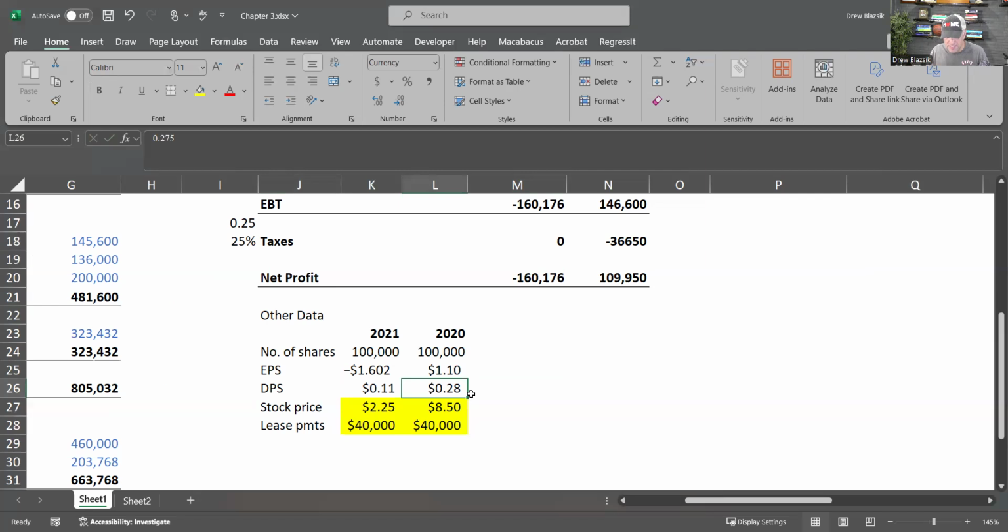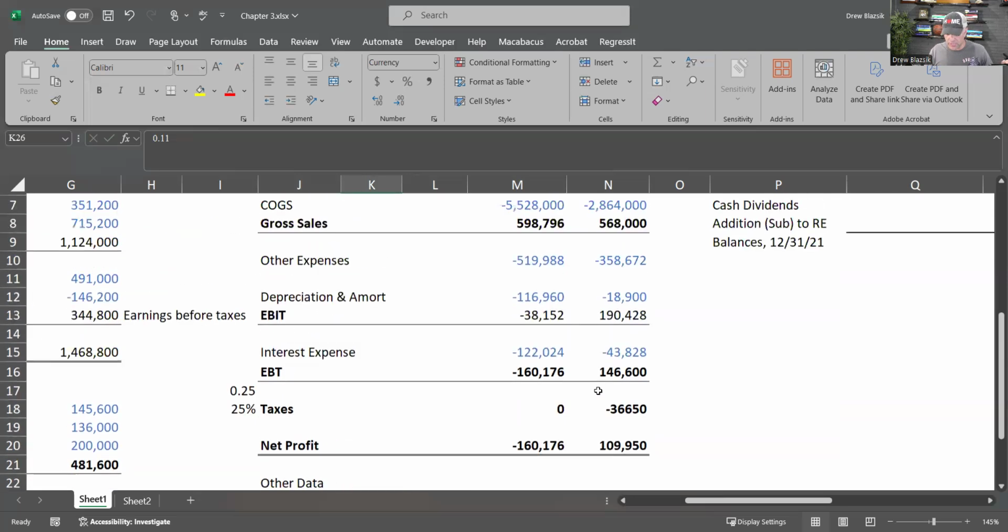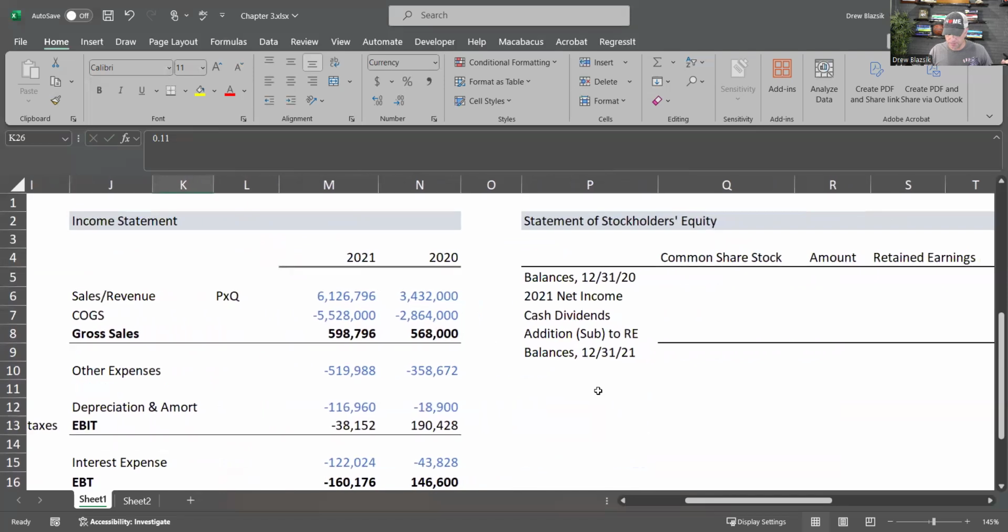2020 was 28 cents per share. So I want to find out total dividends paid. I'll multiply it times 100,000. And then in 2021, we still paid out dividends, 0.11. Stock price and lease payments. You can see the stock price really did suffer, went down. But we don't need to know that for this example.